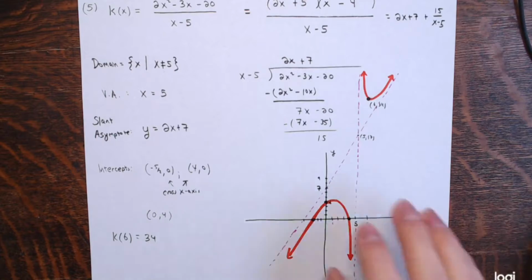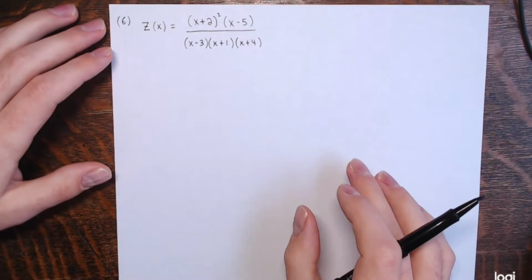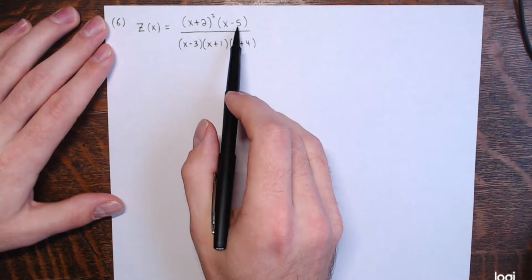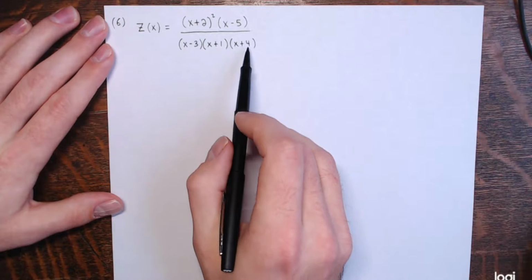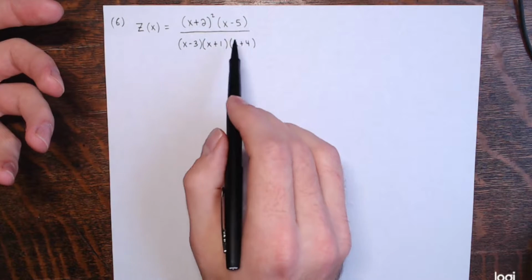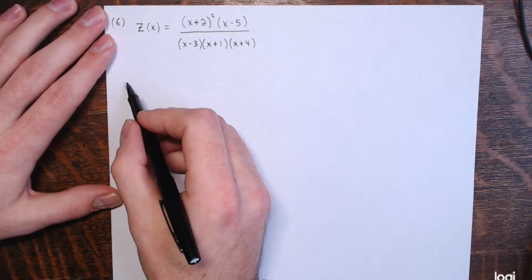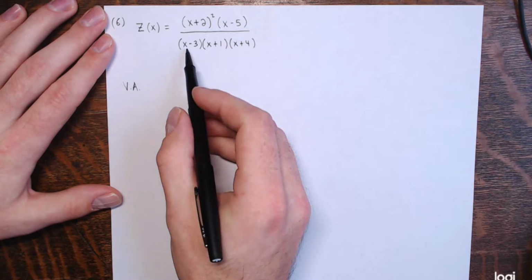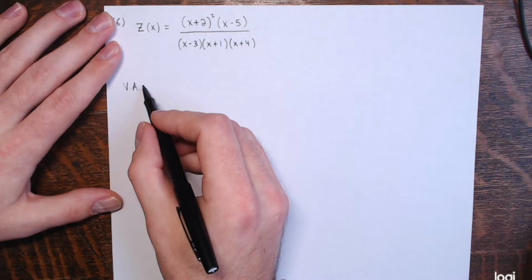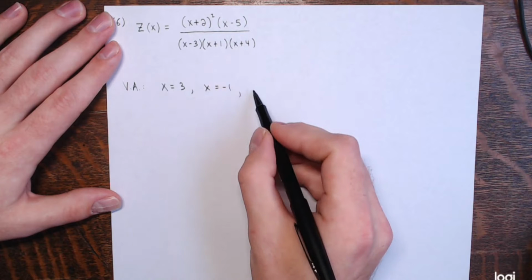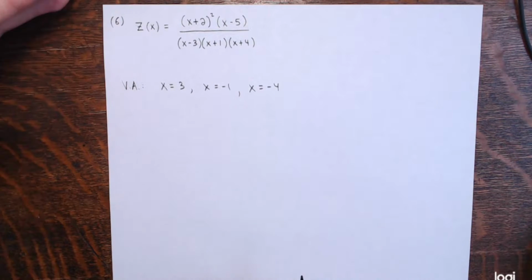All right, I've got one final example. So this one, everything's factored already, which is nice. Numerator is (x plus 2) squared times (x minus 5). Denominator is (x minus 3)(x plus 1)(x plus 4). So no common factors in the numerator and denominator. I'm not going to cancel anything. So I can tell you what the vertical asymptotes are going to be right now. I know the domain is everything but 3, -1, and -4. So that's where the vertical asymptotes are going to be. x equals 3, x equals -1, and x equals -4, because those make the denominator 0, but not the numerator.